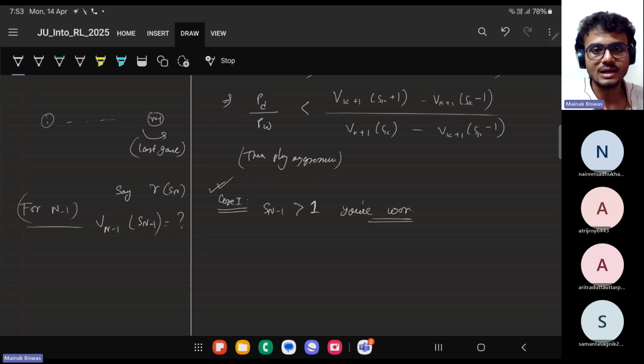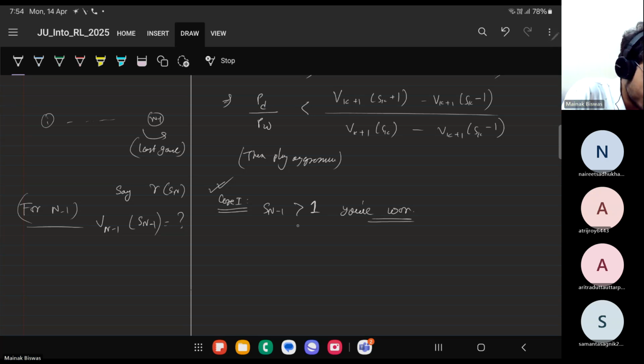If at the game previous to the last, your points are more than 1, you can at worst lose. Yes or no? And if you lose also, it will still be 1. The 2 minus 1 at most can be 1.